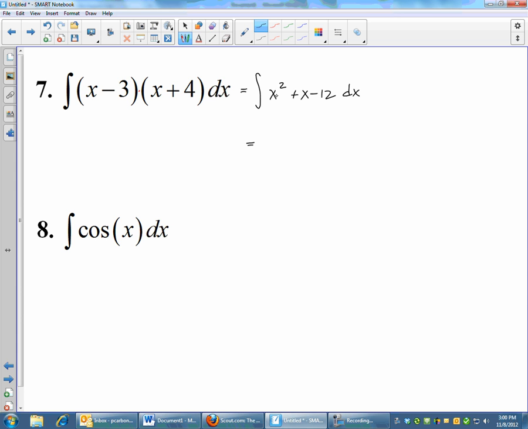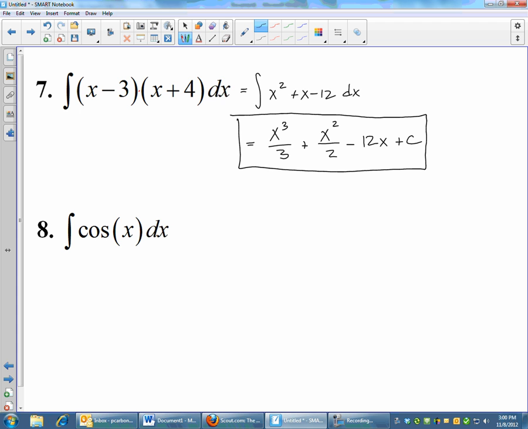And then we'll follow the power rule. Add 1, divide by the new exponent. Plus, that's x to the first. If you add 1, you get x squared, divide by new. Minus 12x, the derivative of 12x is 12, and don't forget your constant. So those were all antiderivatives of power rule stuff, polynomials, things that you can simply add 1 to the old exponent and divide by the new.